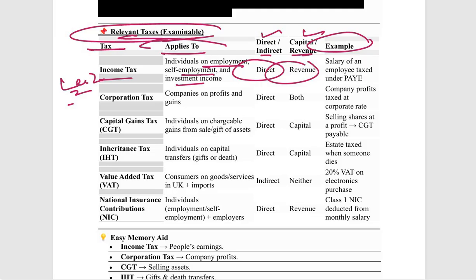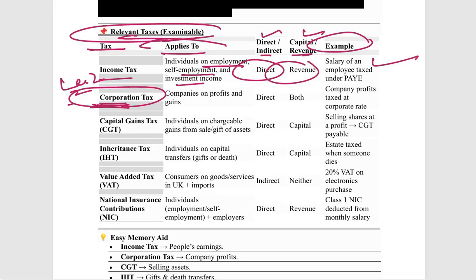And why is it a direct tax? Because it is taken straight from your income, and it is a revenue tax because it is on earnings. The example here is your salary taxed under PAYE, a simple example. The second one is corporation tax, which is also examinable.